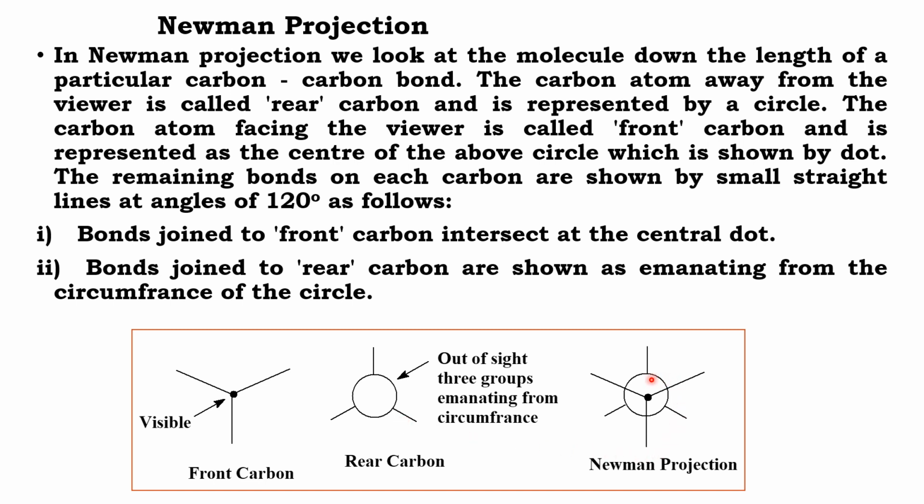So in the Newman projection formula, we represent two circles, and these show the carbon atoms on the front and on the back. For the front carbon atom, the bonds are represented by lines originating from the nucleus or center of the circle, while the bonds of the second carbon atom are represented by lines originating from the circumference of the circle. So this is the Newman projection formula.